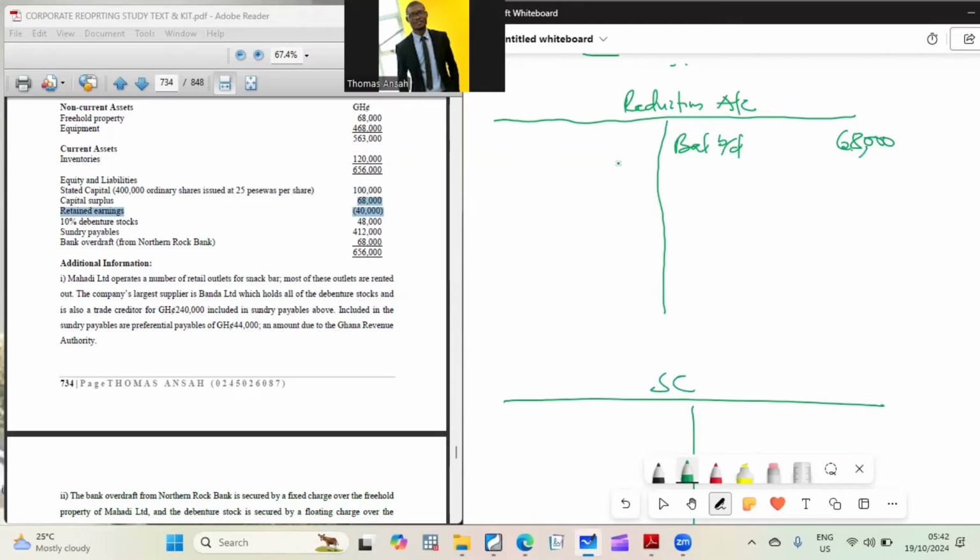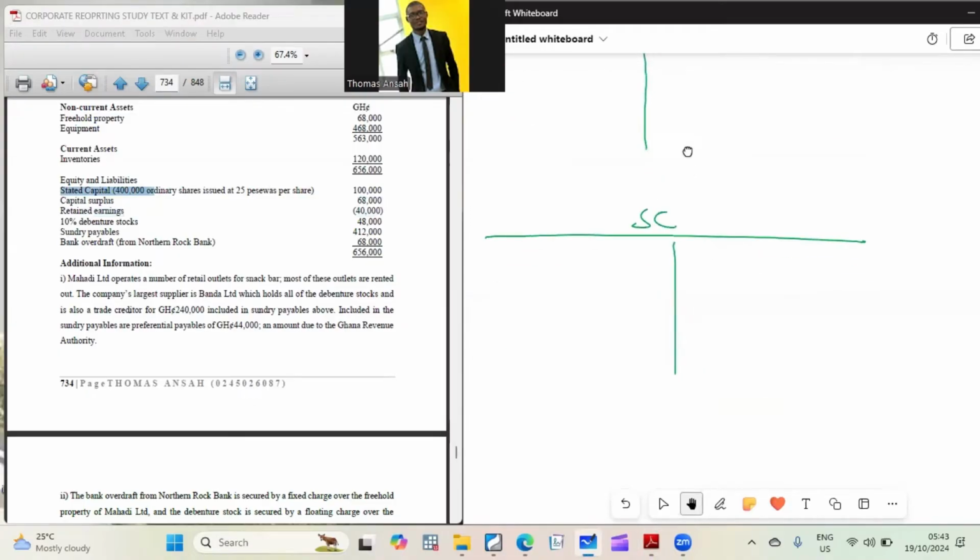You look at your retained earnings, for example, and you say retained earnings written off. Remember, that is what we did when I was introducing the concept to you. Then you look at your 10% debenture, your stated capital. We have still stated capital, be mindful. So how much is that? The balance brought down is what? 100,000, eh? And how many shares constitute that 100,000? How many shares is that?